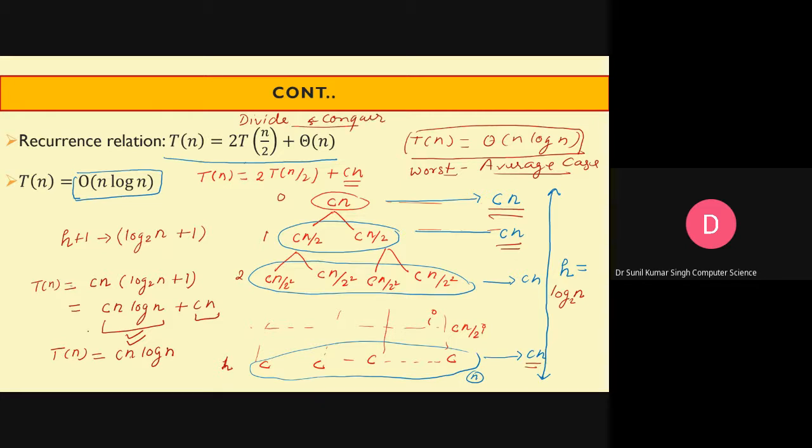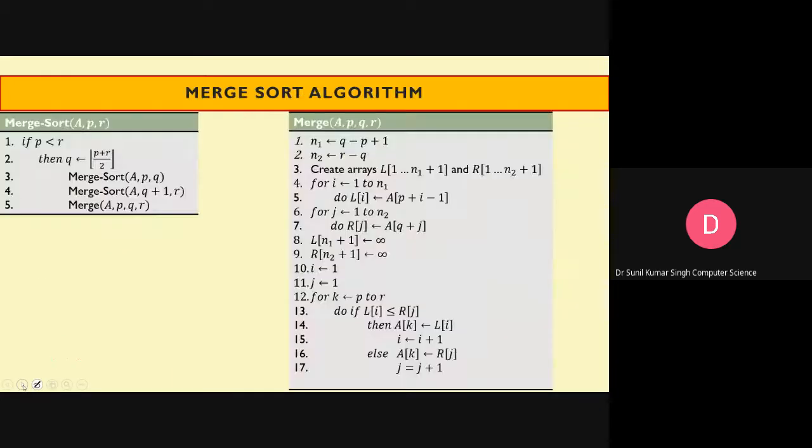Divide and conquer approach. Let me talk about those who are not very clear about the algorithm. Let me show the algorithm. You have seen that an array is given like this, with a number of elements, and P is the initial index and R is the last index, and this is the name of the array.